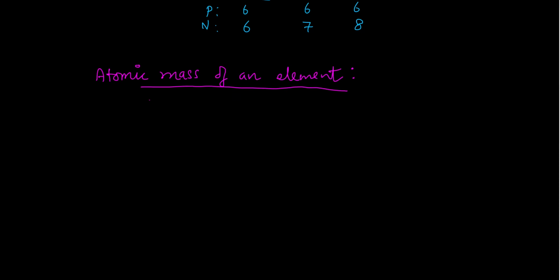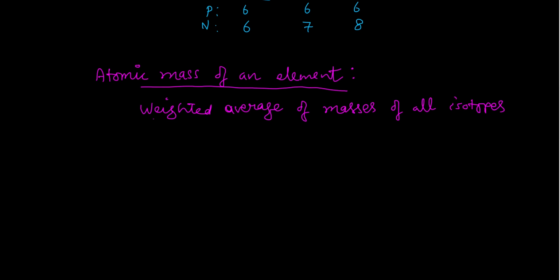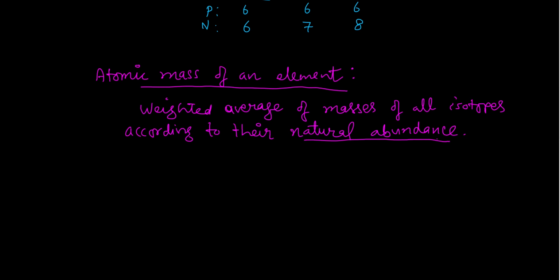So the atomic mass of an element is defined as the weighted average of masses of all isotopes according to their natural abundance. So you have to consider here natural abundance. What is their natural abundance? Not any artificial abundance. So let's understand it by one example.